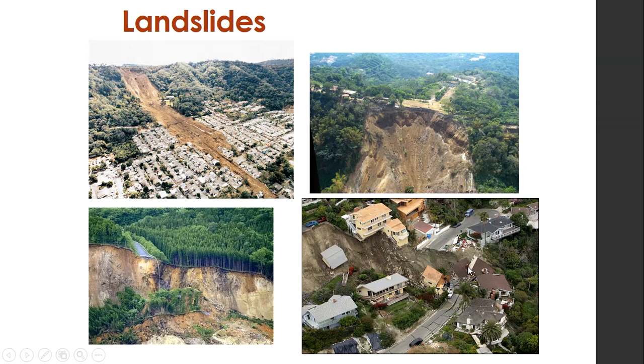Here is an example of a landslide that happened, right? We like to build houses on these steep slopes, especially ones that overlook the ocean, but they can be quite dangerous if they're not built properly.